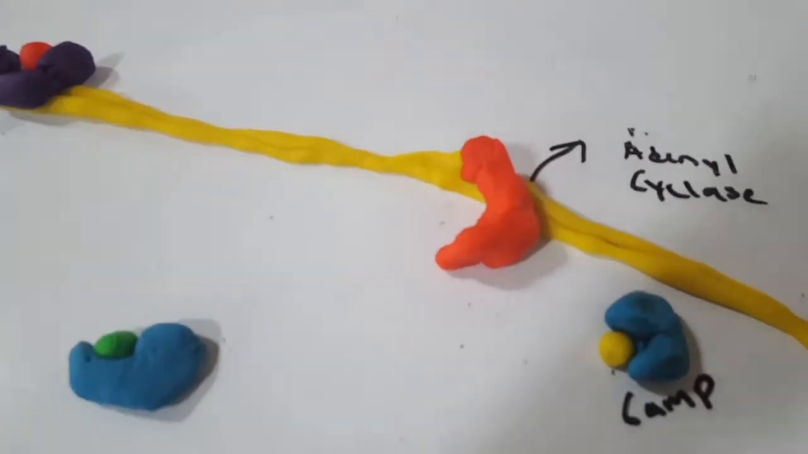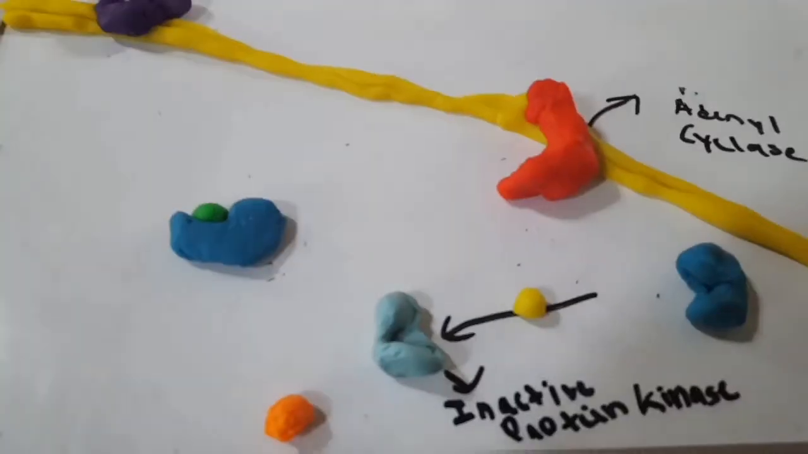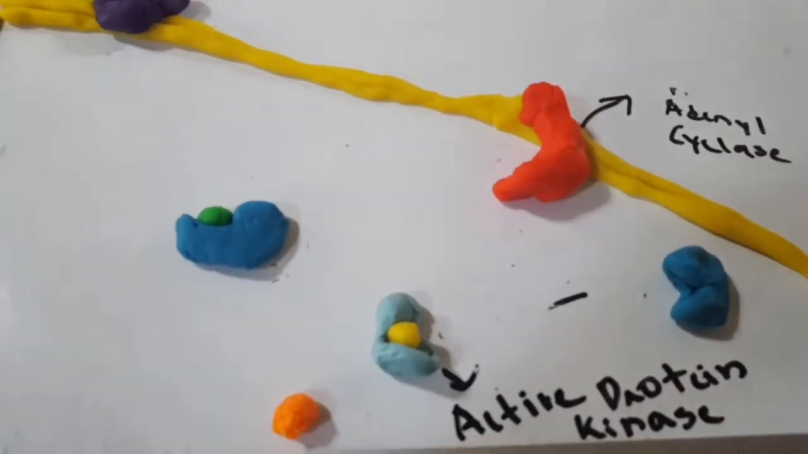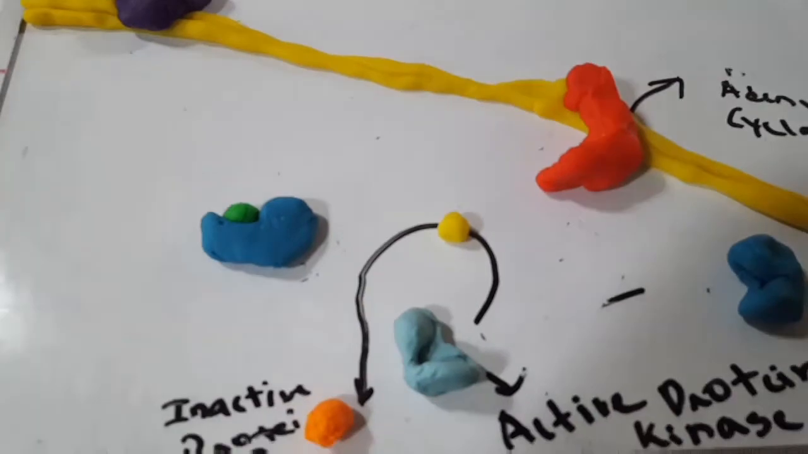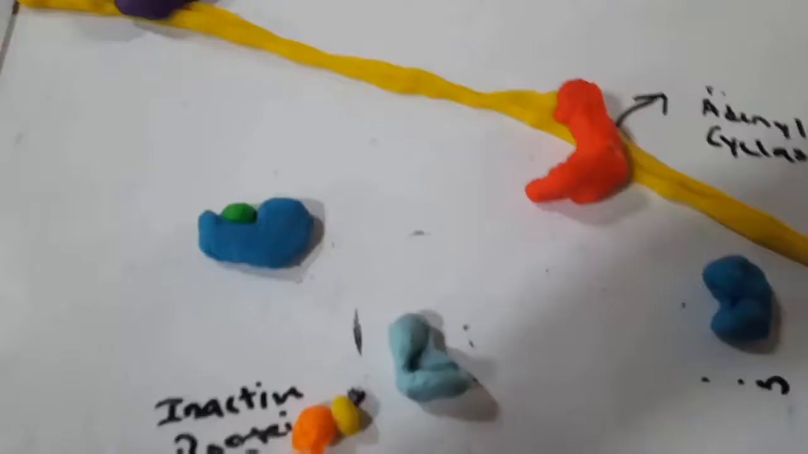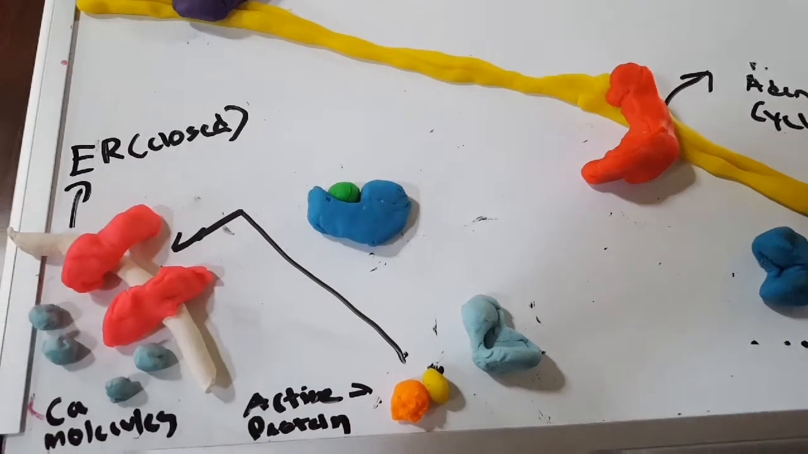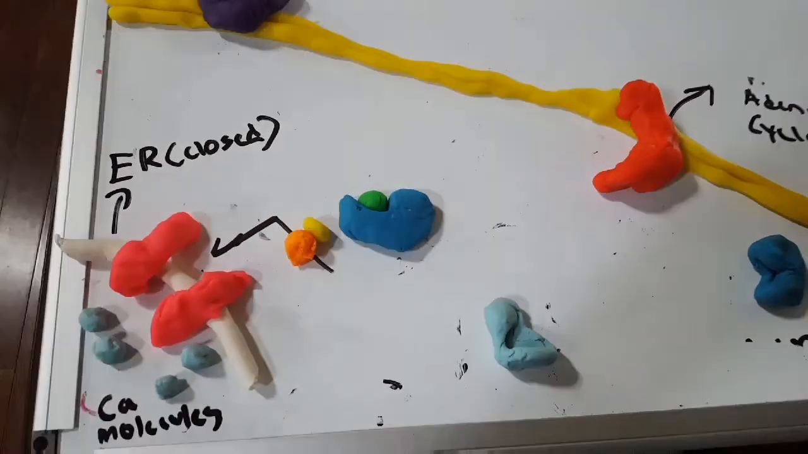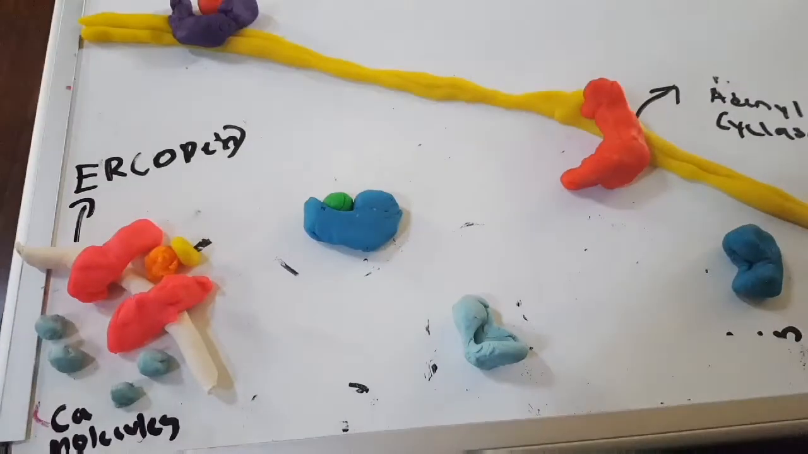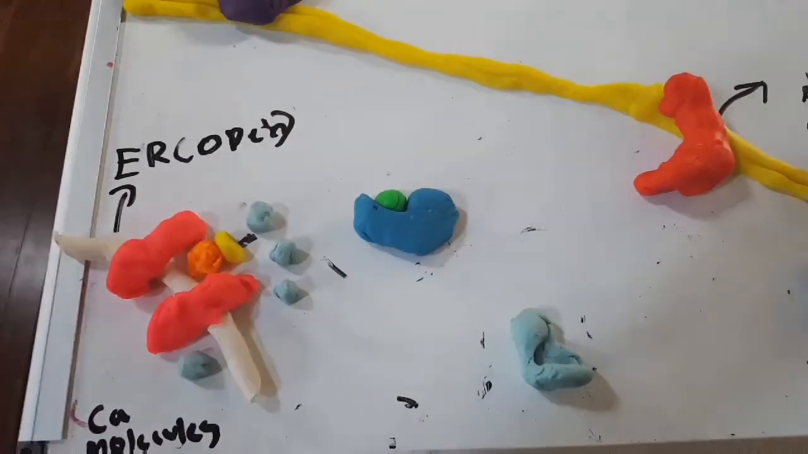cAMP is usually responsible for starting a phosphorylation, which makes it a secondary messenger. One kinase is phosphorylated after the other. The protein kinase then will activate a protein which will start moving towards the ER. As the protein moves towards the ER, it will find a place to attach itself to the closed ion channel, which it activates by opening the ion channel so that the calcium can go out of the ER.